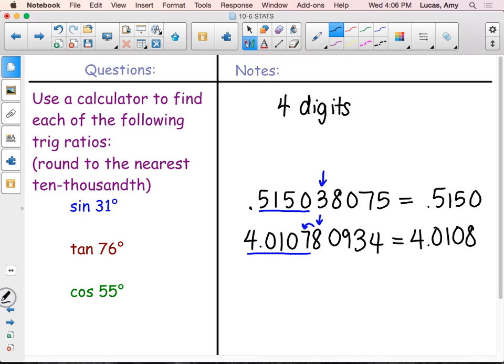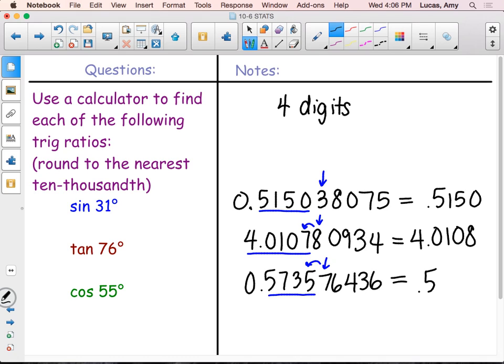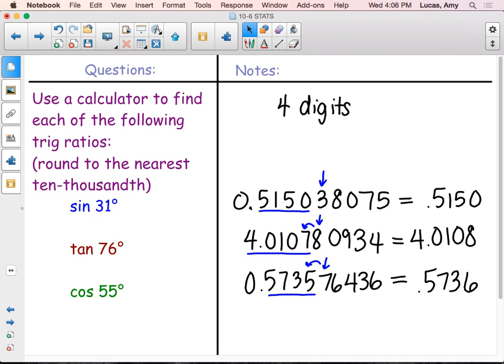And the last one, cosine 55, 0.573576436, 4 digits. The 5th one is a 7, so that means it's going to round up. So 0.5736. So rounding to the nearest 10,000th, you want 4 digits after your decimal point.